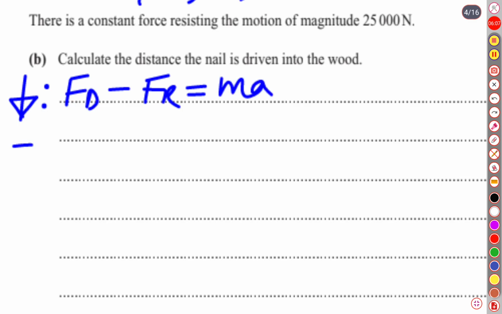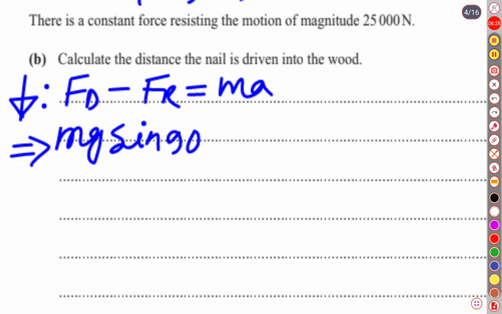Well, we are searching for acceleration because without acceleration we cannot apply the concept of distance. So, for the driving force, we know that driving force is mg sin 90 degrees, because the hammerhead is hitting the nail vertically downward, minus the resistance to motion, which is to be obtained. Okay, it is given, resistance to motion is 25,000.